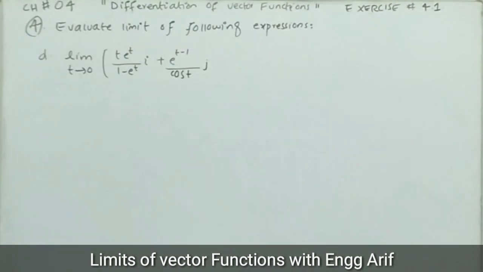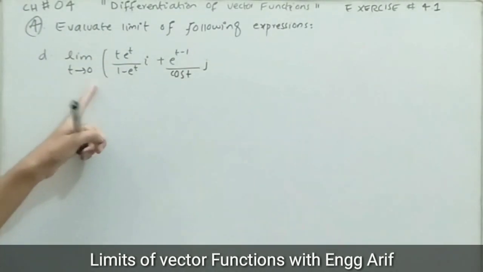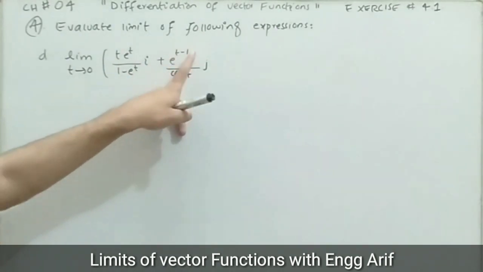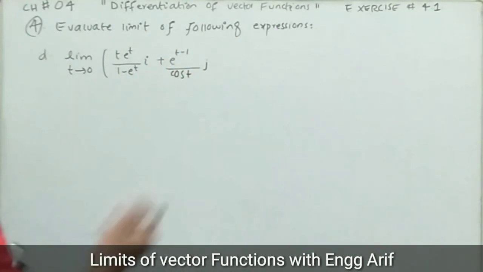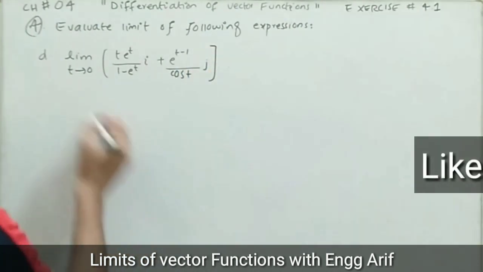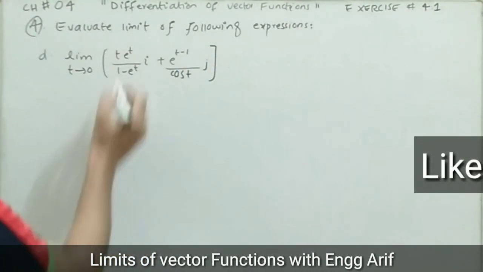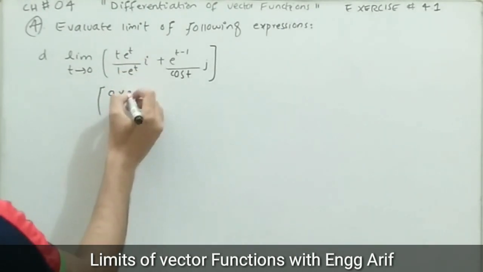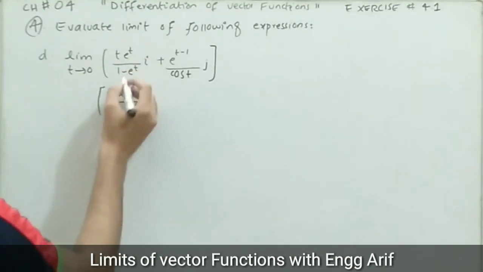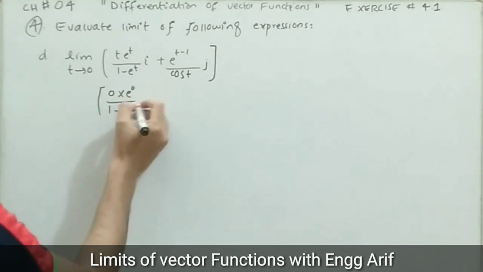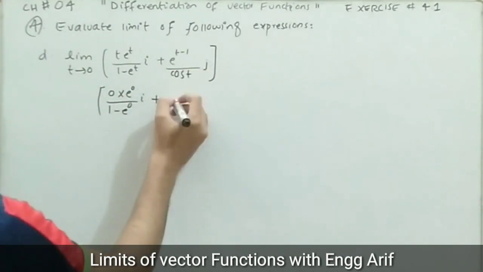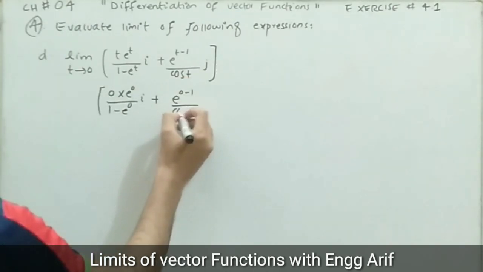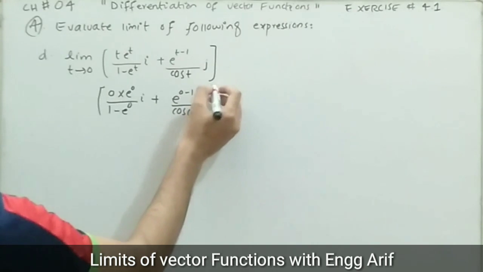Now move towards part D. Limit t approaches 0, find the value of t e power t over 1 minus e power t, i, plus e power t minus 1 over cos of t, j. So we will directly apply the limit. By applying the limit directly, it becomes 0 into e power t, t is 0, divided by 1 minus e power t, t is 0, i, plus e power t minus 1, t is 0, so it becomes e power minus 1 over cos of t, t is 0, into j.